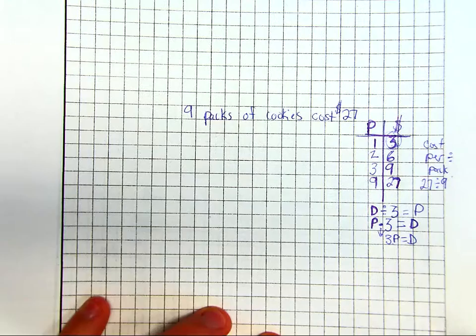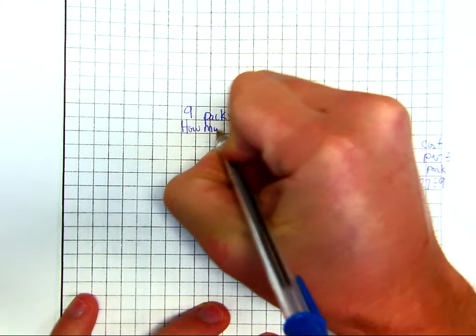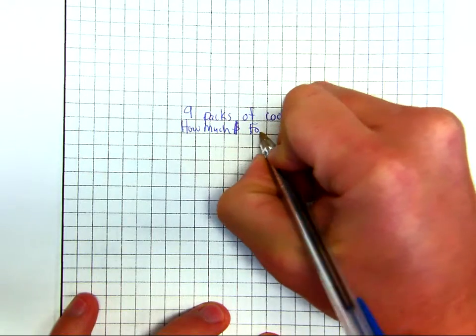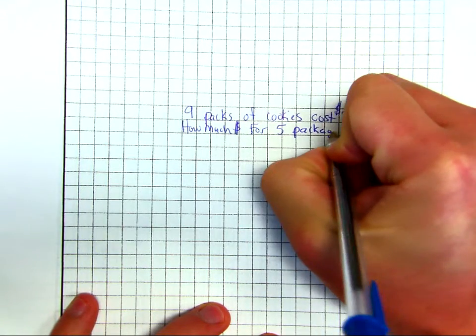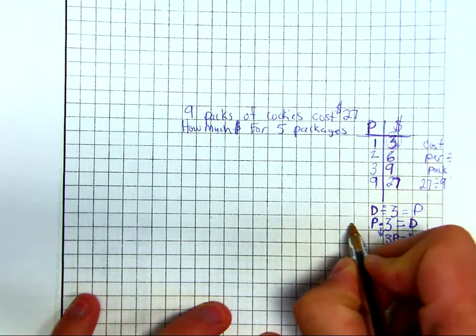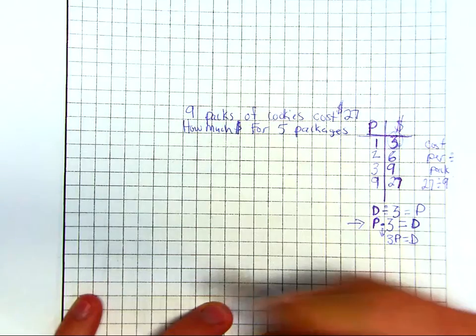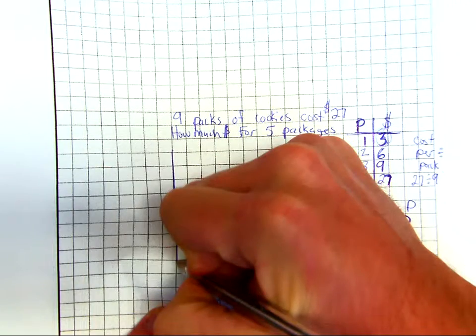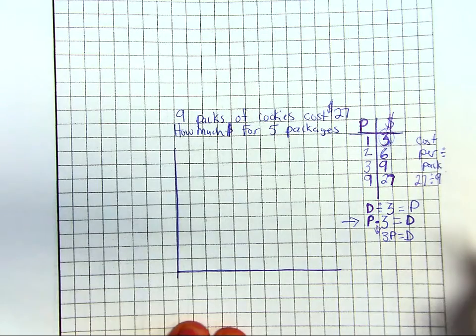So sometimes you're going to wonder, you know what? How much money would I need if I wanted to buy 5 packages? Well, I could use this one right here, right? 5 packs times $3. I could get my answer, but I want to show you guys how to graph it. Okay, so when we're graphing, we're going to do what's called plotting the points.